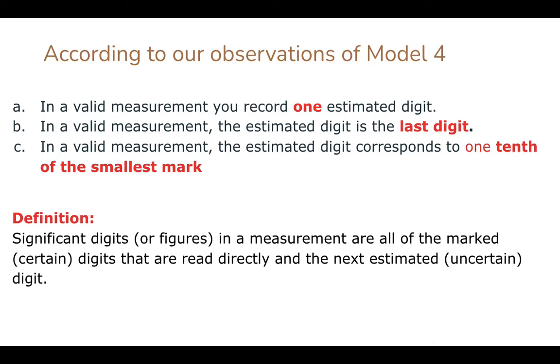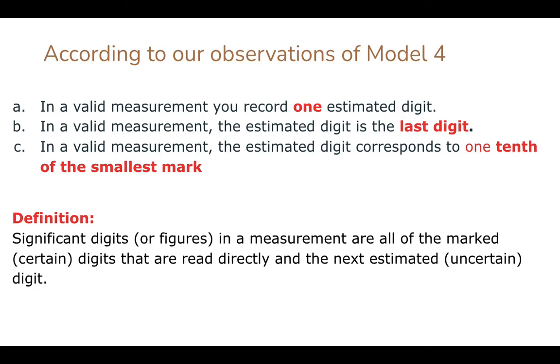Okay, so let's look at the definition of something called significant digits. You'll see them sometimes called significant digits or significant figures. Those two words, digits and figures, are interchangeable. Significant digits or figures in a measurement are all the marked or certain digits that are read directly and the next estimated or uncertain digit. Okay? So even if it is an analytical balance where you don't actually see the marks, the last digit on the measurement on an analytical scale is considered estimated.